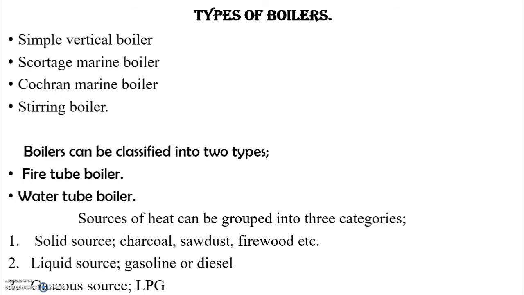So now let's see the sources of heat we can use to generate power for the various steam boilers. We have the solid source. Examples of these solid sources are charcoal, sawdust, firewood, palm kernel shells, and others. The second one is the liquid source. We use gasoline or diesel in powering the steam boilers. We do not use petrol in steam boilers. We use the diesel type. When it comes to the gaseous source, we use LPG as a source of fuel for the steam boiler.